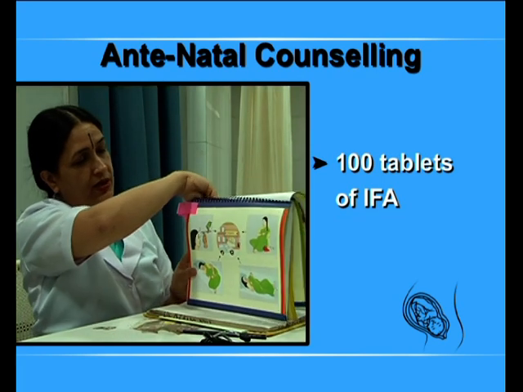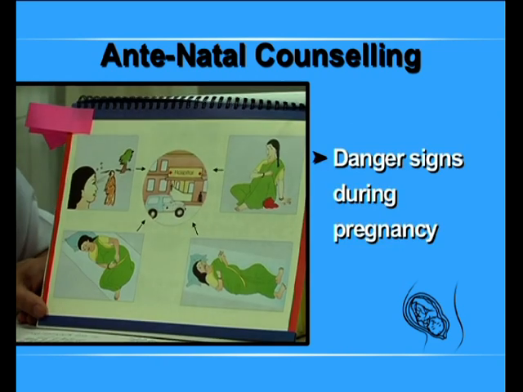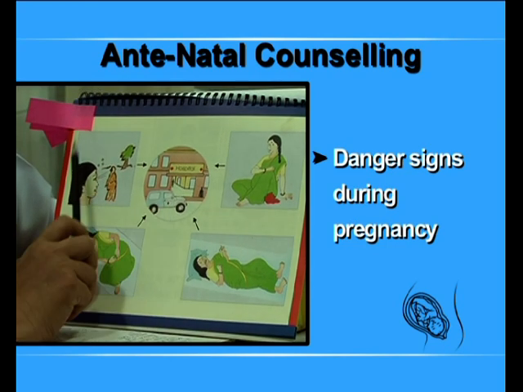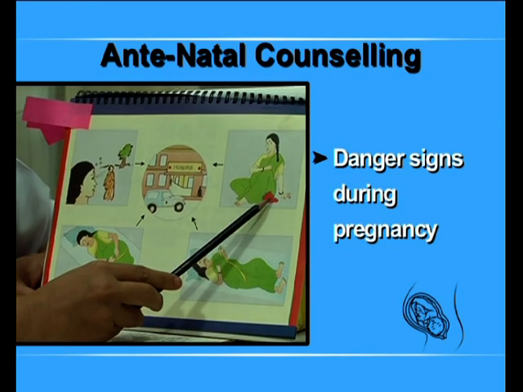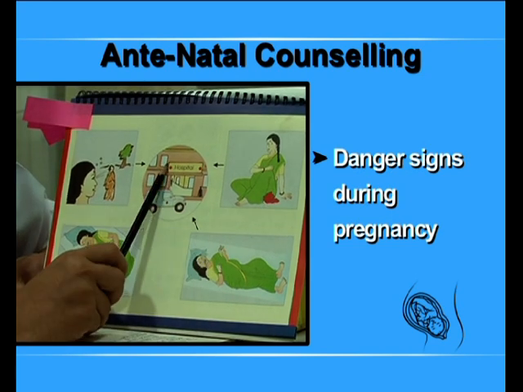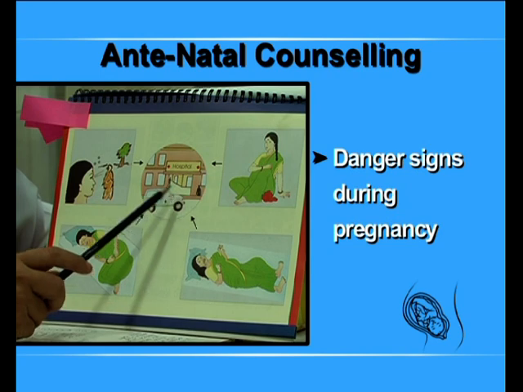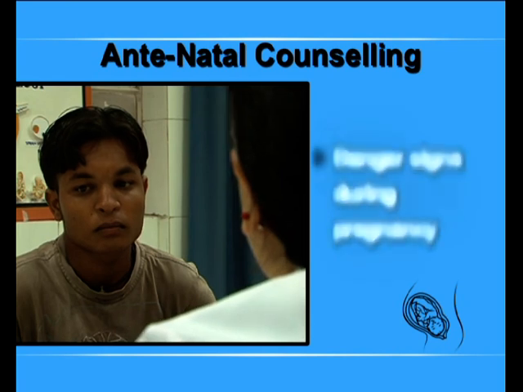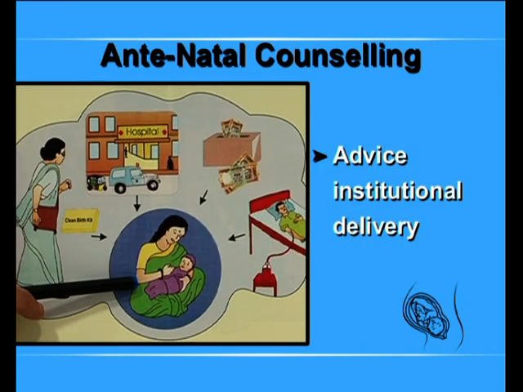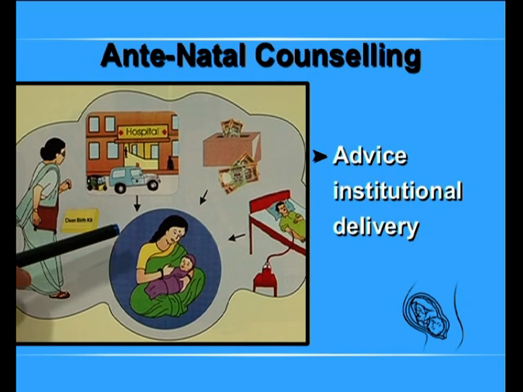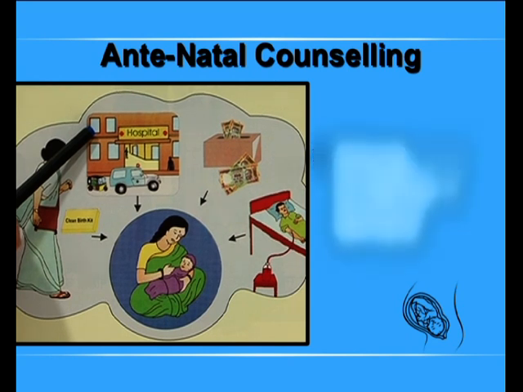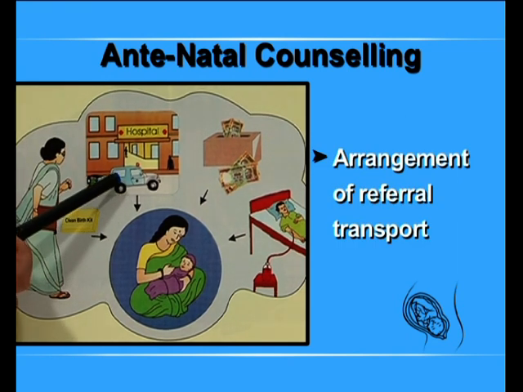One more thing you must know: danger signs during pregnancy. Continuous headache, blurring of vision: during such conditions, you must rush to the hospital. Bleeding during pregnancy, abdominal pain, and finally, if you have an episode of fits, you must rush to the hospital if any of this happens. Institutional delivery is safe delivery. So you must plan in advance which hospital you will go for delivery, and you must keep the number of the ambulance or vehicle driver handy.